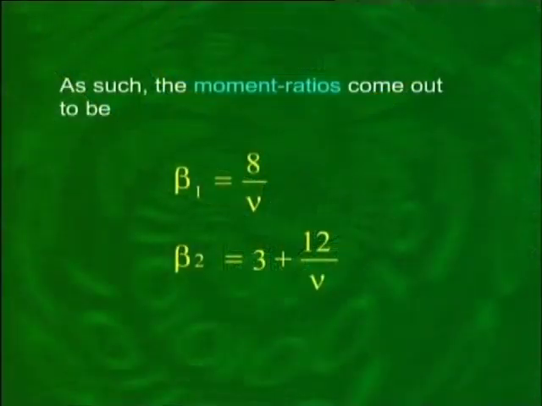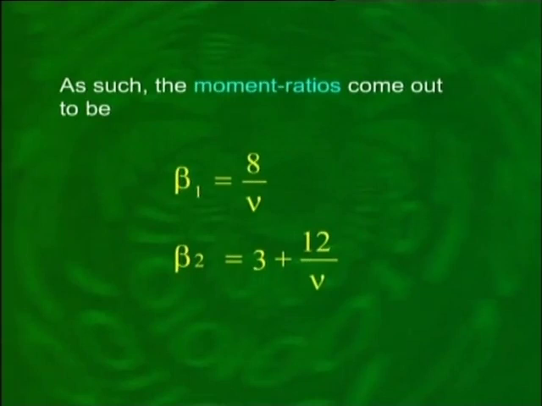Since beta 1 is equal to 8 over nu, isn't it obvious that if nu tends to infinity, beta 1 will tend to 0? And also, since beta 2 is equal to 3 plus 12 over nu, as nu tends to infinity, beta 2 will tend to 3 plus 0, and that is 3. And students, do you not remember that for the normal distribution, beta 1 is equal to 0 and beta 2 is equal to 3. Hence, what we said earlier regarding the shape of the chi-square distribution is validated by the moment ratios.